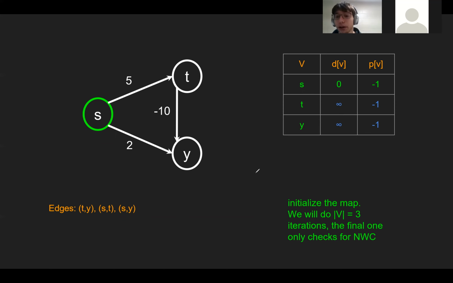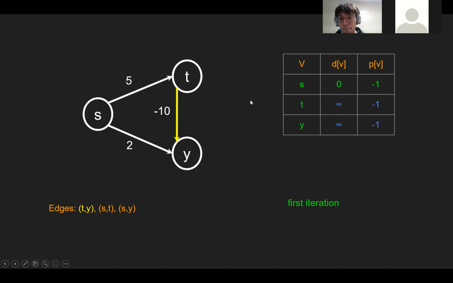Let's go through them in this order. So we're going to go through T, we're going to see TY. We're going to try and see, okay, does this update anything? Basically, is the distance to get to T plus the distance from T to Y less than the distance to Y? And it doesn't. Like -10 plus infinity versus infinity, it's just above infinity. So it doesn't change anything. That's the first one.